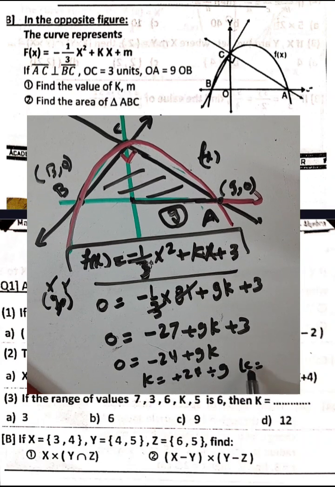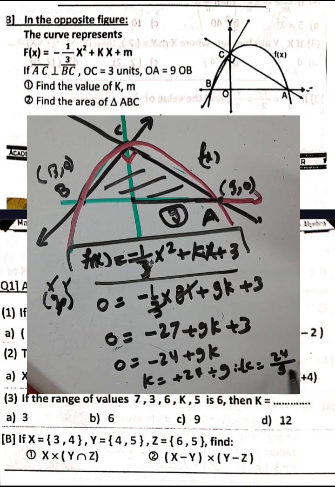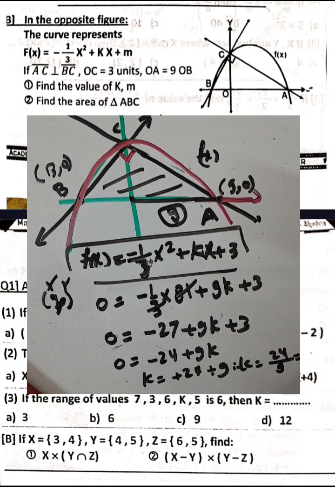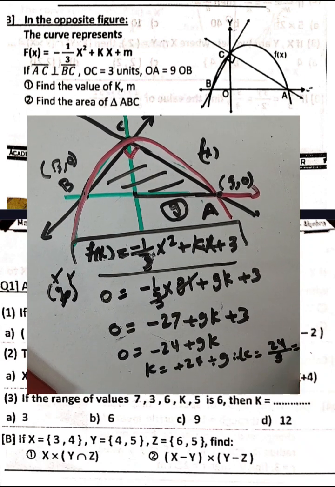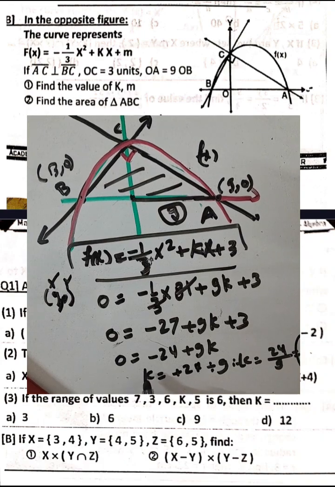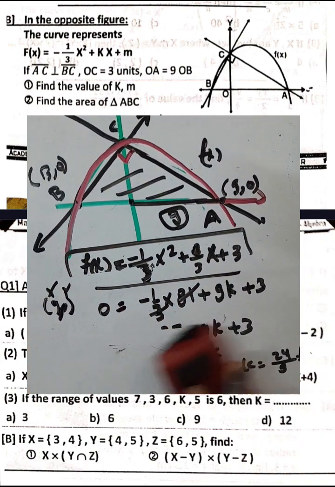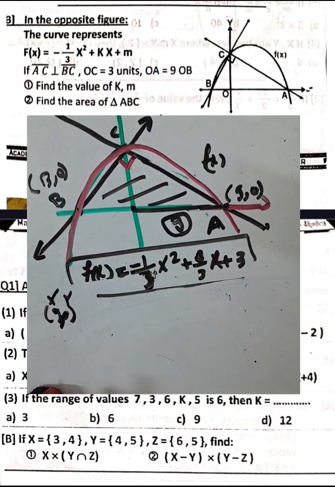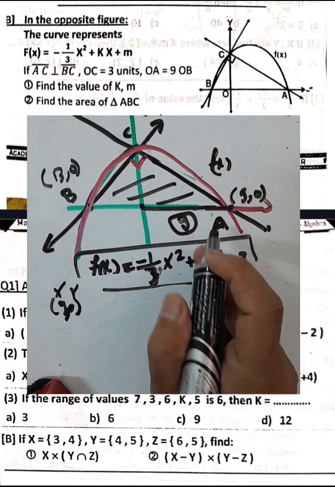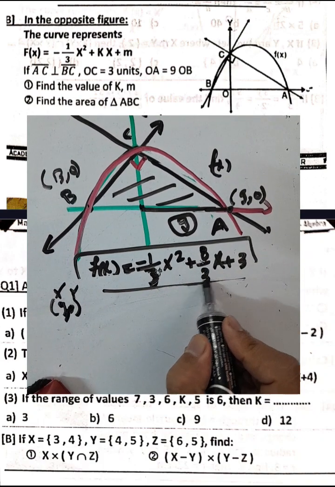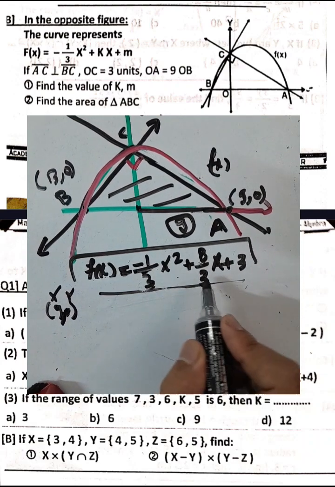Then k will be equal to 24 over 9, simplified to 8 divided by 3, since 24 divided by 3 equals 8. The result will be 8 over 3. Then k here will be 8 over 3. Again, I put (9, 0) in this function to find k. K equals 8 over 3, and this function will be f of x equals negative third x power 2 plus 8 over 3 x plus 3.